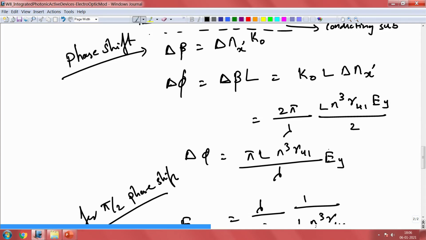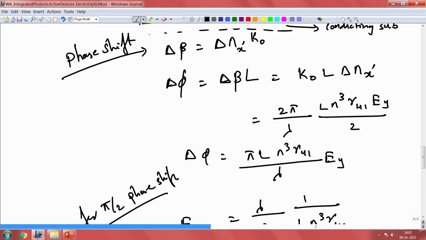But another important thing is r 41 here, right. This tensor that is sitting here, in this case it is r 41. In some other material it could be r 13 or r 33, depending on the material that you work with. For example, if you take lithium niobate, right.